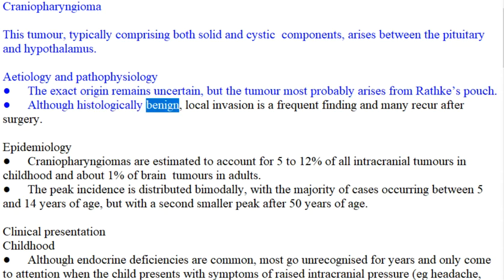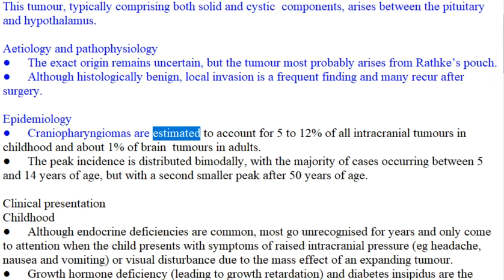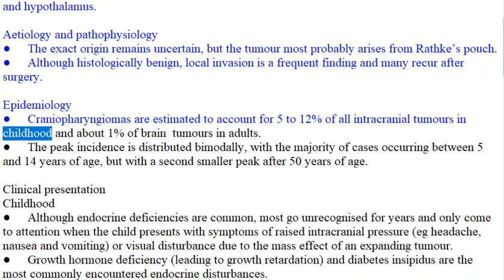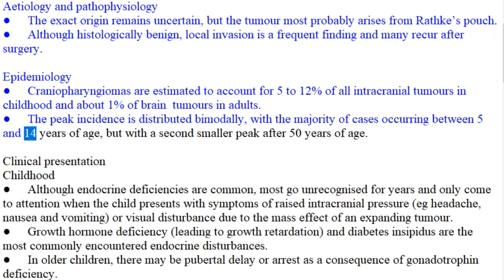Although histologically benign, local invasion is a frequent finding and many recur after surgery. Epidemiology. Craniopharyngiomas are estimated to account for 5 to 12% of all intracranial tumors in childhood and about 1% of brain tumors in adults. The peak incidence is distributed bimodally, with the majority of cases occurring between 5 and 14 years of age, but with a second smaller peak after 50 years of age.